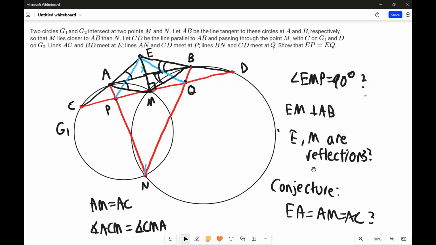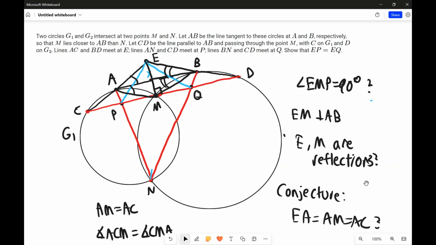And we are done. And this is very similar to an AIME problem that I discussed earlier on this channel, specifically a problem from the 2023 AIME II that again involved this point E and the fact that EM is perpendicular to AB. This problem is not too different from that problem because the only other observation required is that PM is equal to MQ, which is pretty easy to see from a homothety centered at N.